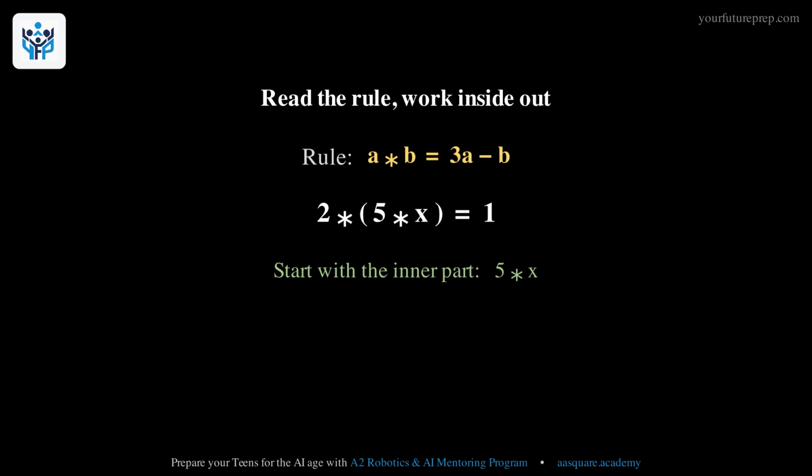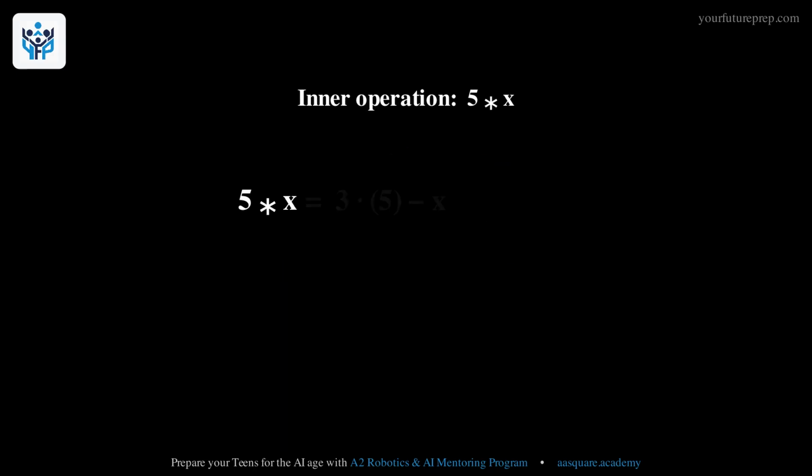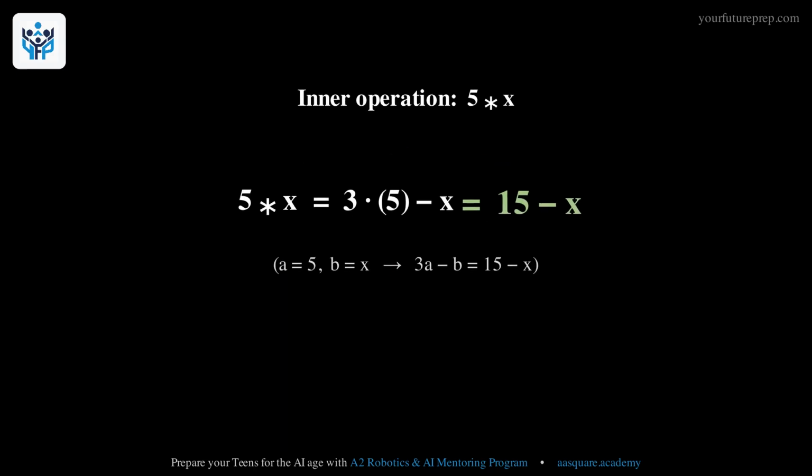5 star x. Apply the rule to 5 star x. Here A is 5 and B is x. So it becomes 3 times 5 minus x, which is 15 minus x.